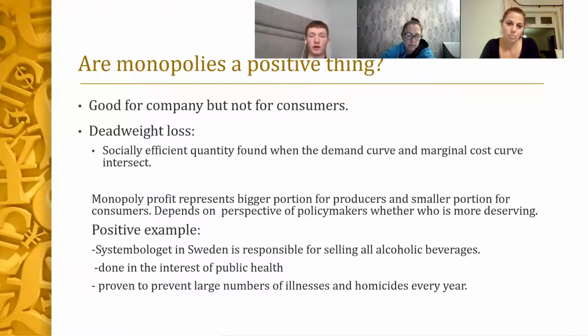One positive example of a monopoly is Systembolaget in Sweden, which is responsible for selling all alcoholic beverages, and this is done in the interest of public health. It has been proven through research that this prevents a large number of illnesses and homicides every year related to alcohol incidents.